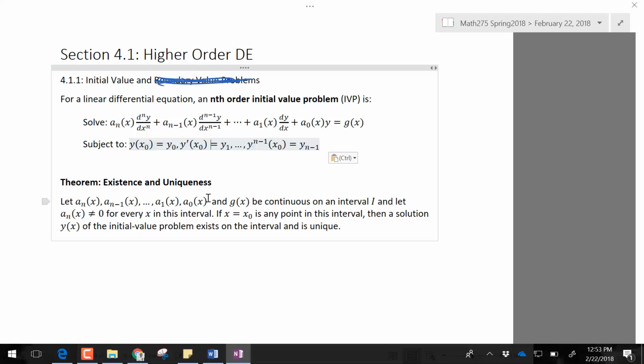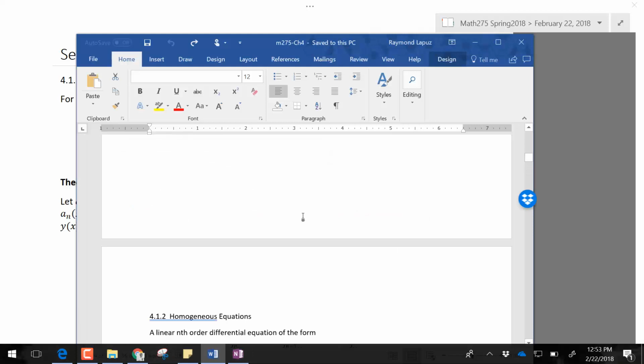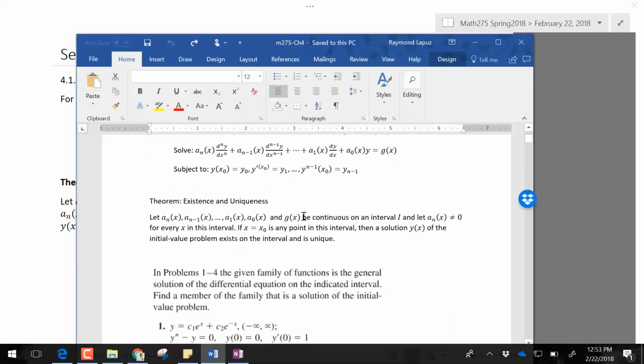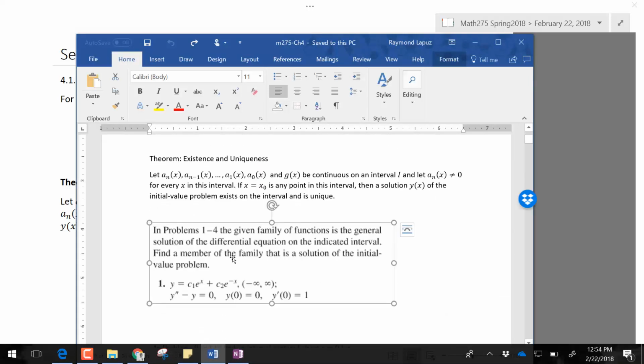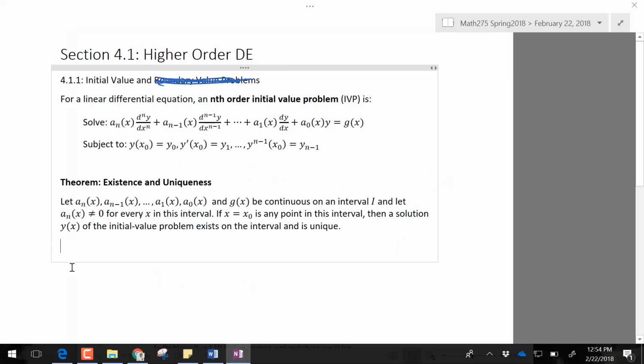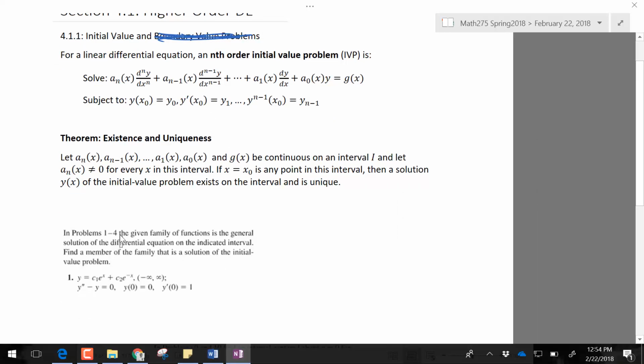Okay. So let's take a look at a problem, just to get us introduced to higher order differential equations. I only have one problem here. It says 1 through 4.